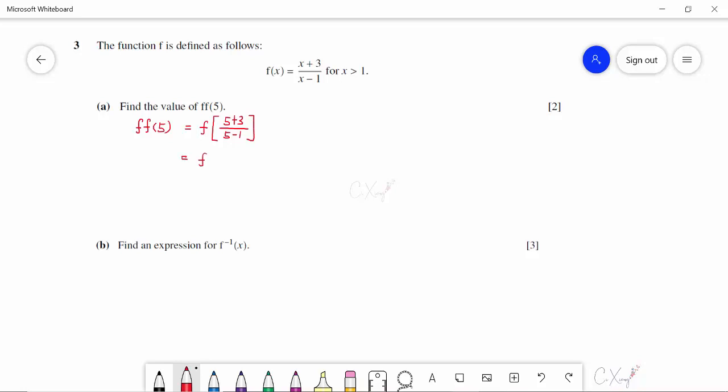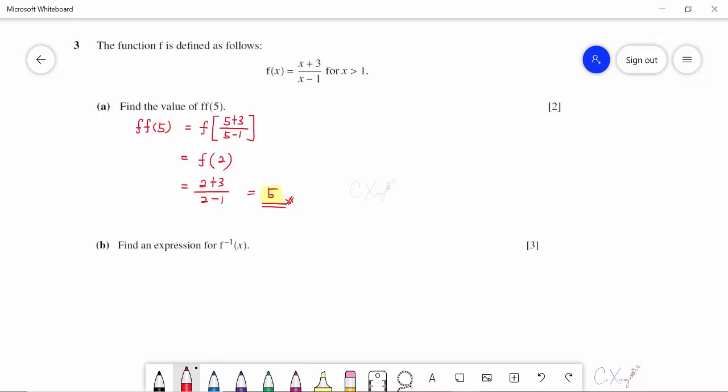So 5 plus 3 divided by 5 minus 1, you get 2. And now you substitute the 2 again into the function f, so you get 5. So this is how we get the value for f composite f of 5. To me this is more straightforward: straight away substitute the value instead of finding out the composite function first.